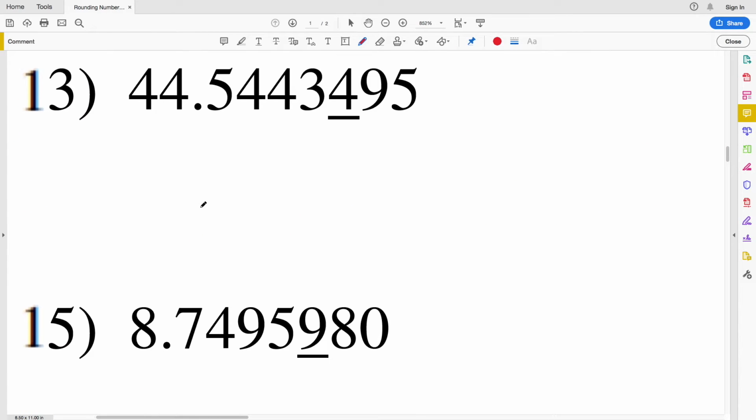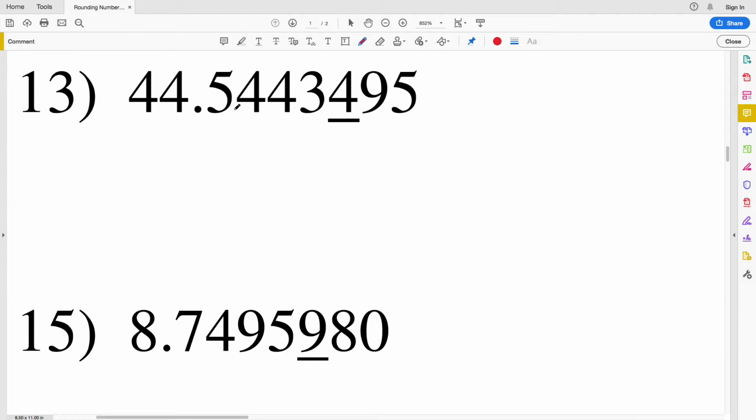Now on to number 13. 13 is our first look at a decimal. We have 44 followed by this decimal, and we're going to be rounding to the tenths, hundredths, thousandths, 10,000ths, 100,000ths place. So just like before, we need to look to the place to the right of that number. If we're rounding to the nearest 100,000ths place, that's the millionths place, and because it's a 9, we're rounding up and adding 1 to the 4.